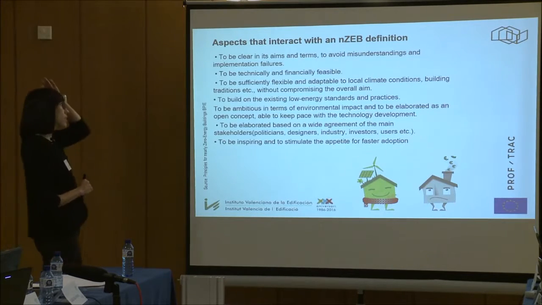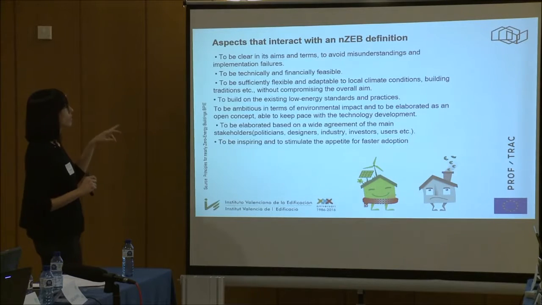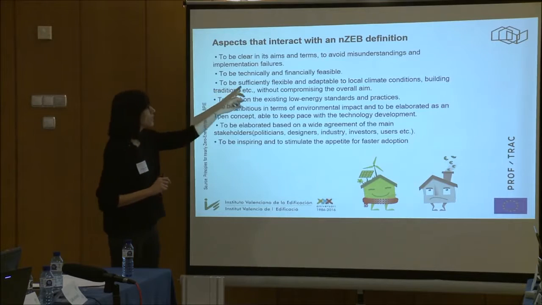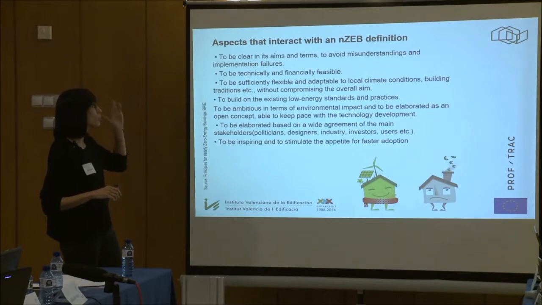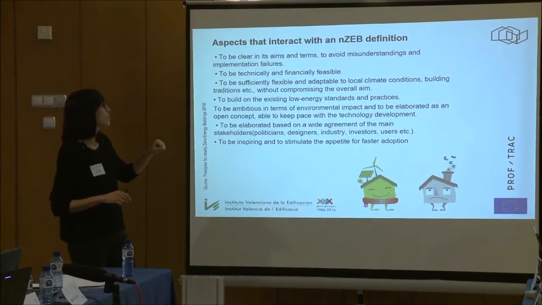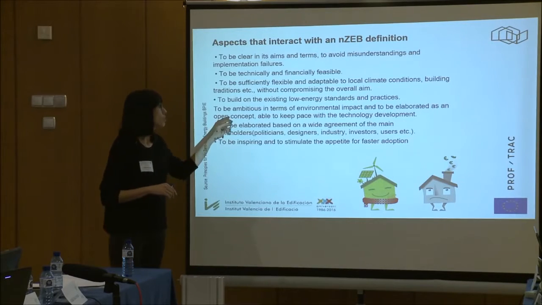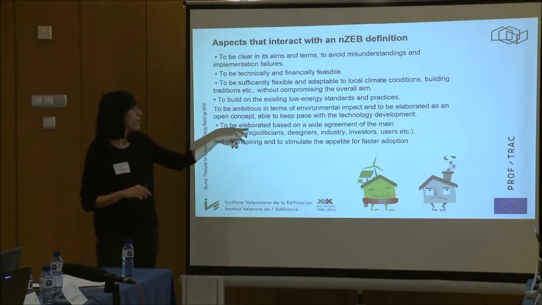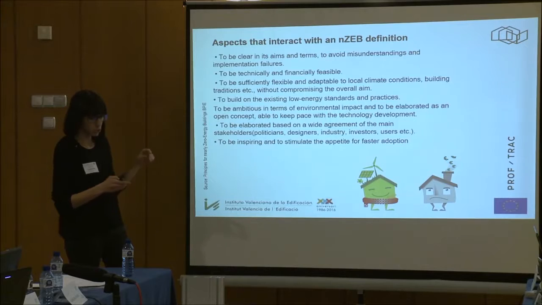And aspects that interact with an nZEB definition is that we have to be clear, okay, in what is the objective of the courses. We have to be clear regarding the cost optimal barrier, that here in the Mediterranean it's really a problem to reach this cost optimal. We have to be flexible and adaptable to climate conditions. Okay, as you know, we have the discussion regarding different climates. We have to be ambitious also regarding the environmental impact, and we have to elaborate all our stuff taking into account the agreement between all the stakeholders. That's what we are doing now in Spain.